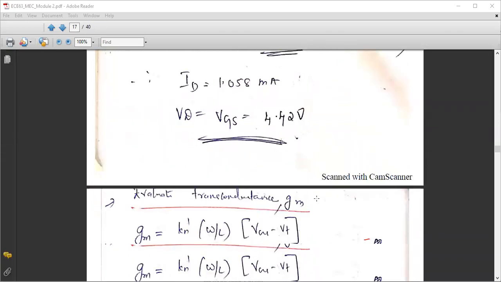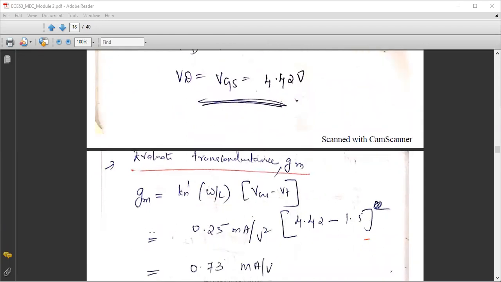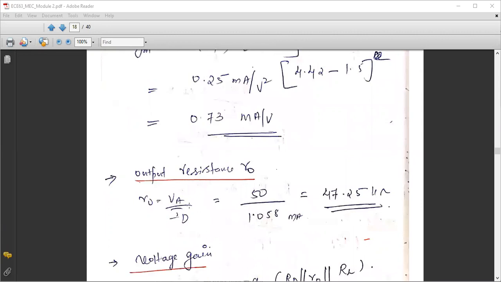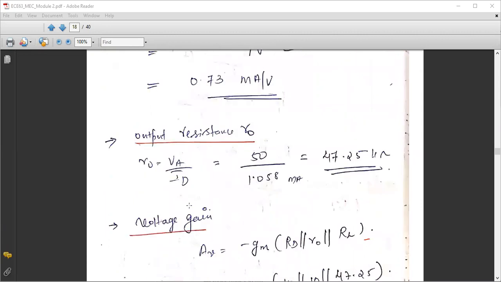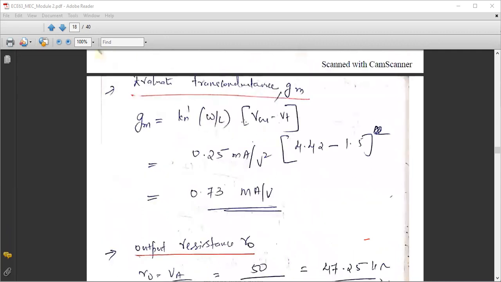Once you have VD and ID, next we will go for GM. Why are we going for GM? Because we know the equation for our gain: the voltage gain is minus GM into RD parallel R0. To get the GM value, you can take one of the three equations, the most desirable one, where all the parameters have been given. In the day before yesterday's class, we learned the derivation of three equations for GM. I have taken one equation and substituted all the given parameters, and VGS is already computed just now.